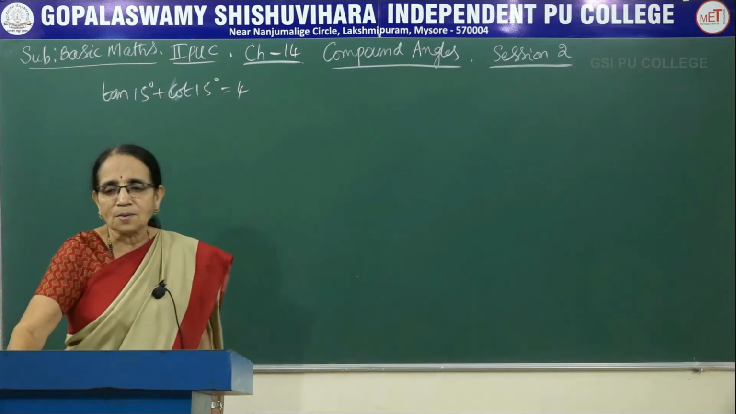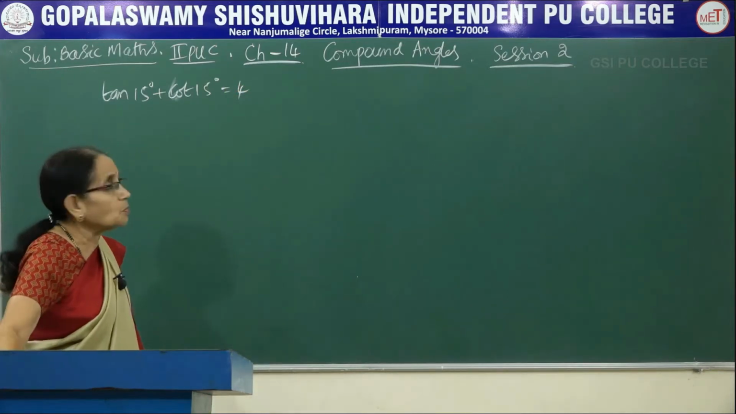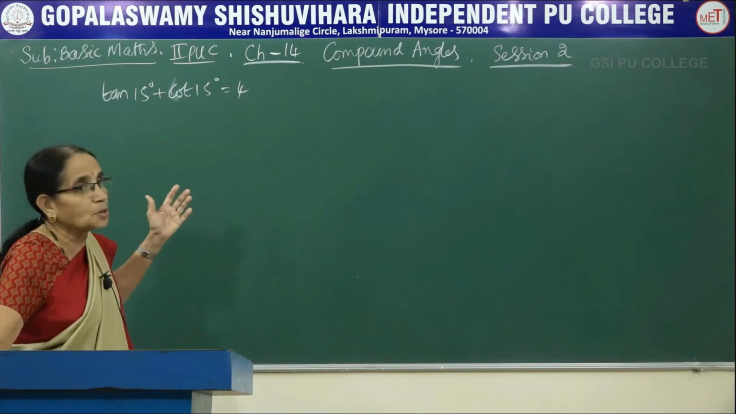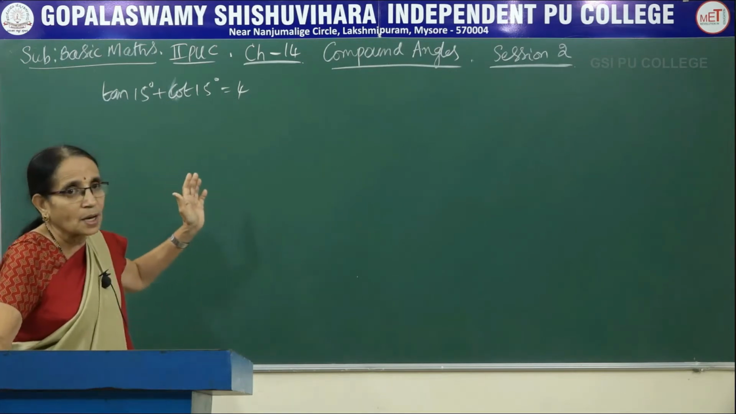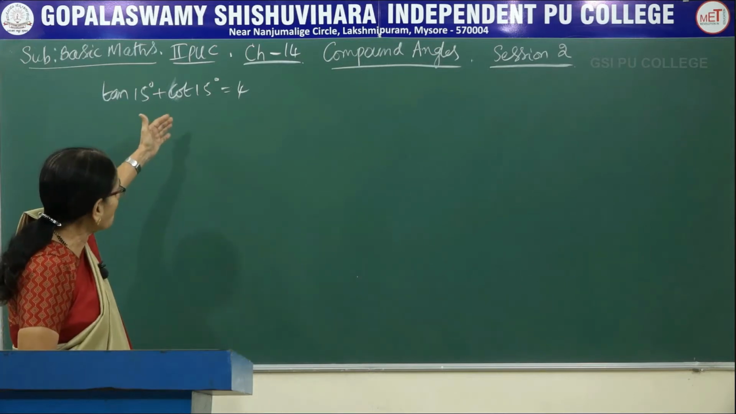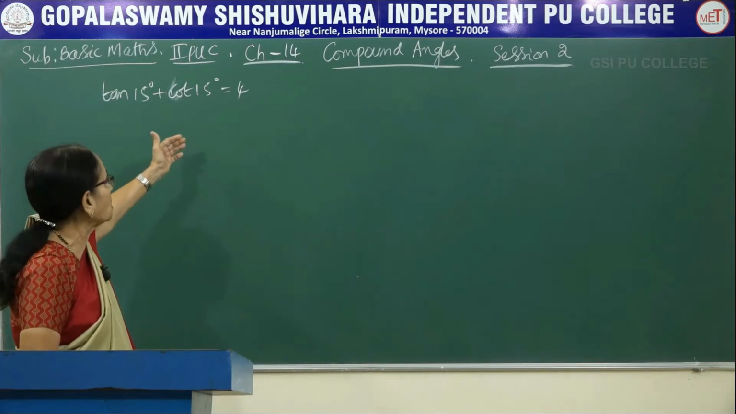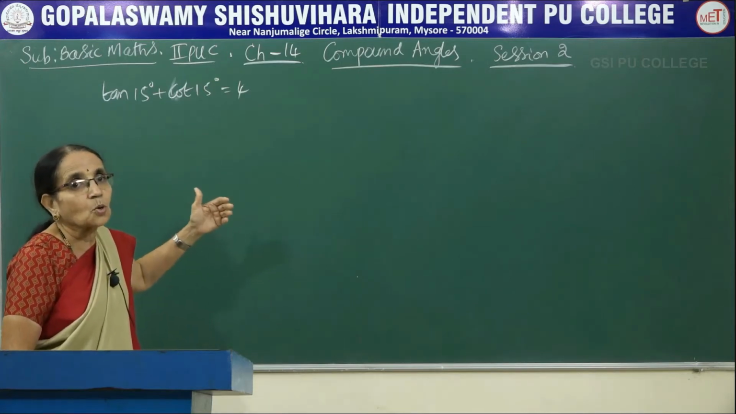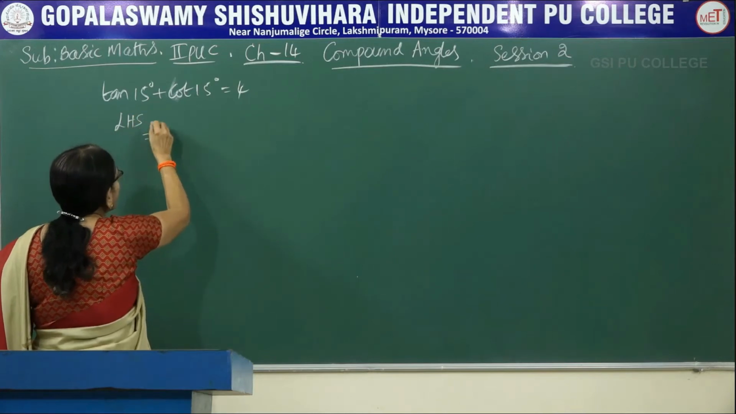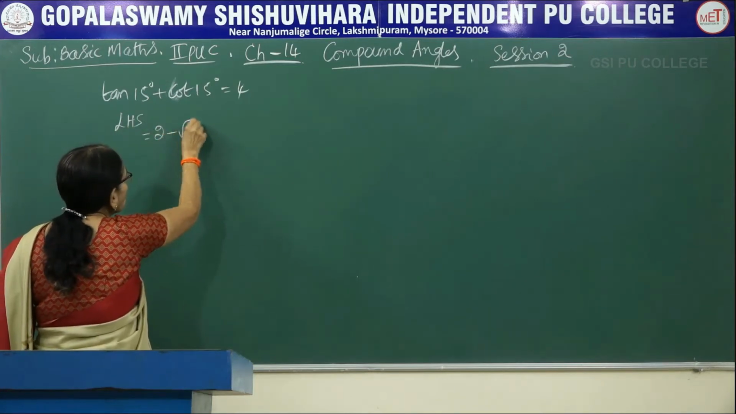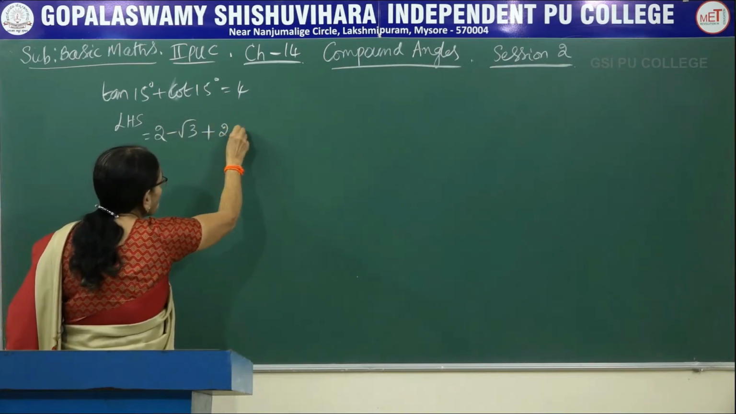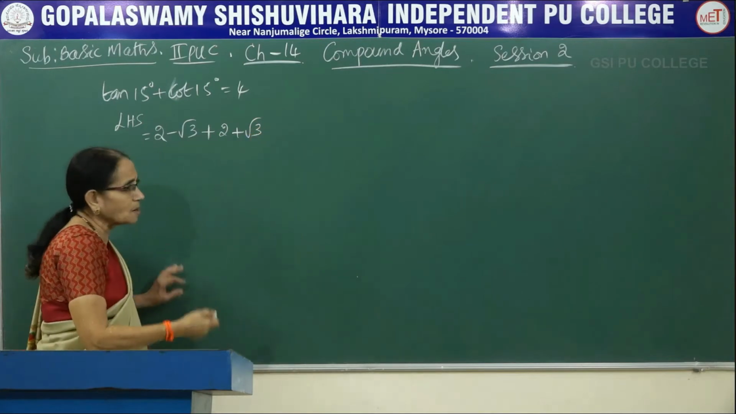The right hand side is a whole number, and on the left hand side, both of them are standard values. Tan 15, you have considered in the previous class, was 2 minus root 3. Now cot 15 is nothing but the reciprocal of tan 15. Therefore, you can take it as 1 by 2 minus root 3. On rationalizing, we get the value 2 plus root 3. So let me start with the left hand side. Tan 15 is 2 minus root 3, and cot 15 would be equal to 2 plus root 3.